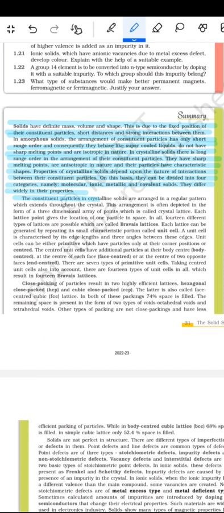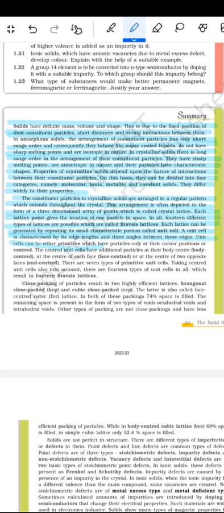The constituent particles in the crystalline solids are arranged in a regular pattern which extends throughout the crystal. This arrangement is often depicted in the form of a three-dimensional array of points, which is called the crystal lattice. Each lattice point gives the location of one particle in space. In all, 14 different types of lattices are possible, which are called the Bravais lattices. Each lattice can be generated by repeating its small characteristic portion called a unit cell. A unit cell is characterized by its edge lengths and three angles between these edges.